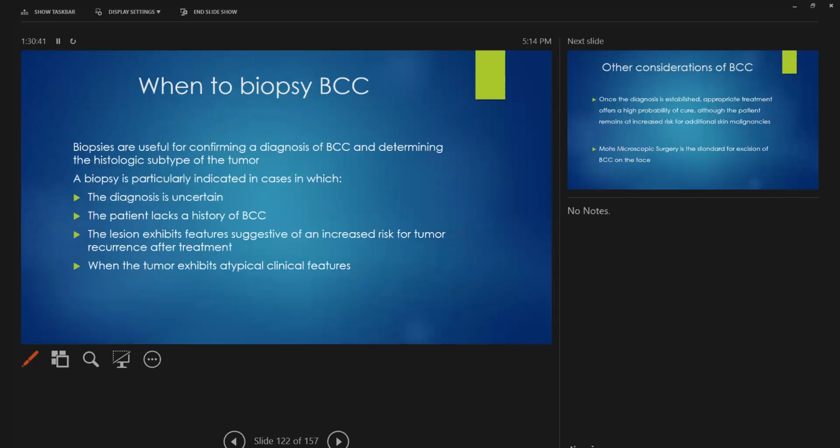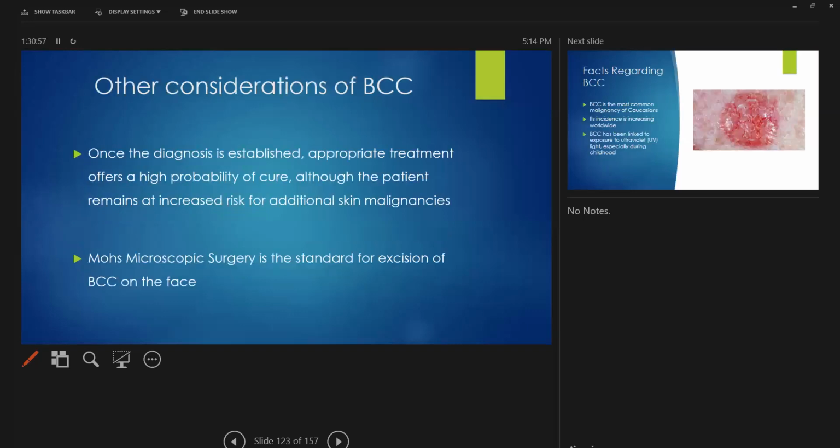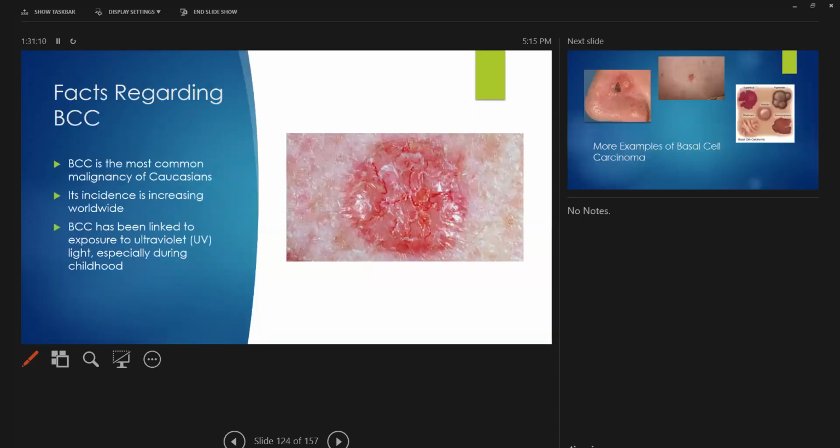So when do we biopsy basal cell carcinoma? Well, if it's uncertain, we're obviously going to biopsy it. Basically, any skin lesion that's concerning to you, you need a biopsy so that you can find out what you're dealing with. You want to consider if they've been out in the sun a lot, if they have previous malignancies. The Mohs microscopic surgery is the standard for excision of basal cell. So there's another basal cell.